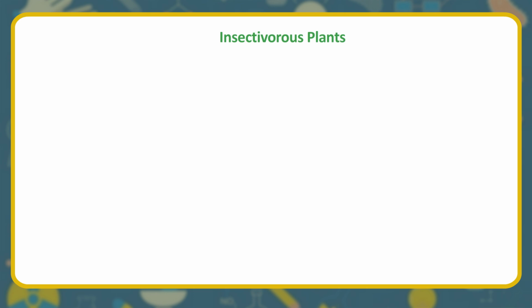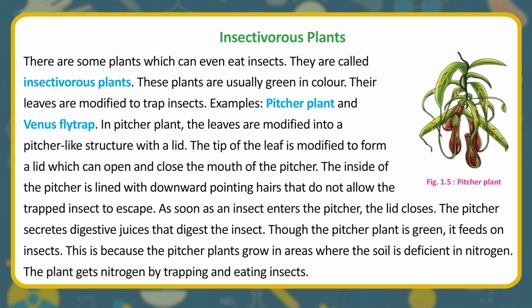Insectivorous plants. There are some plants which can even eat insects. They are called insectivorous plants. These plants are usually green in color. Their leaves are modified to trap insects. Examples: pitcher plant and Venus flytrap.